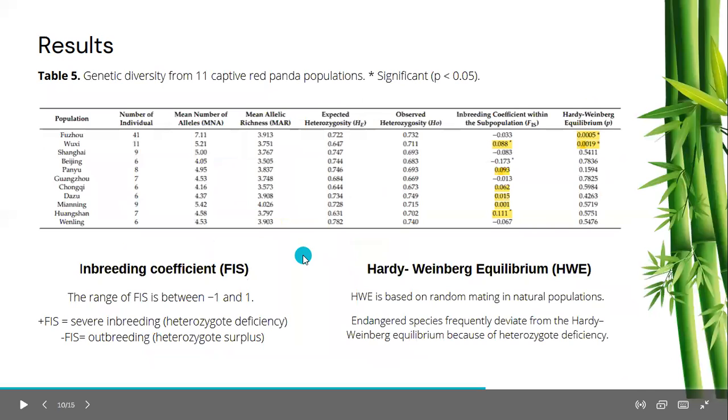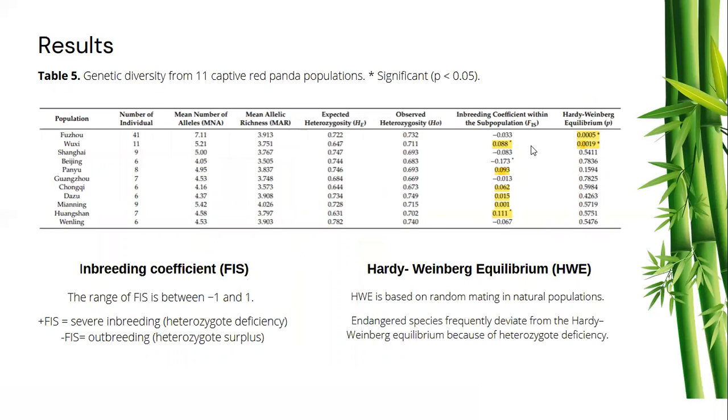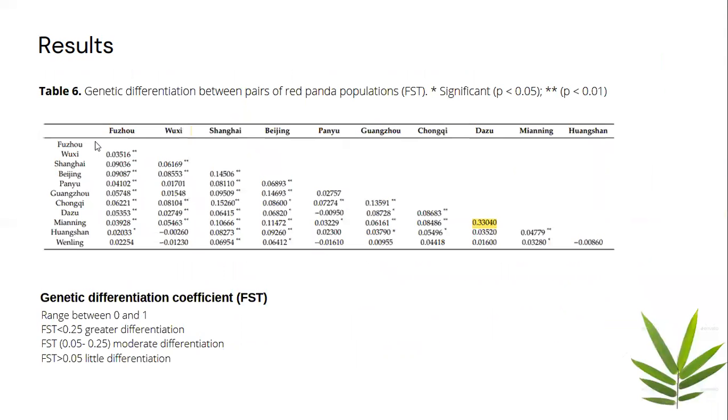On the other hand, we have the inbreeding coefficient, which for 6 zoos out of the 11 shows that there could be a heterozygote deficiency. And the Hardy-Weinberg equilibrium could be showing that there is not random mating of this population in these 2 zoos, Fuzhou and Wuxi Zoo. There is also the genetic differentiation coefficient that shows that there is a moderate differentiation between the zoos. But the Mianning Zoo and Dazhou Zoo are very different in this case.